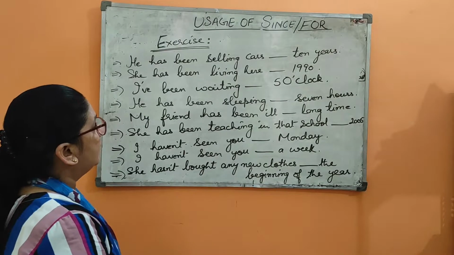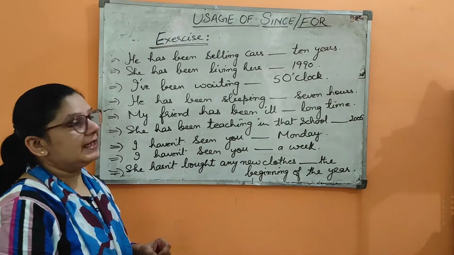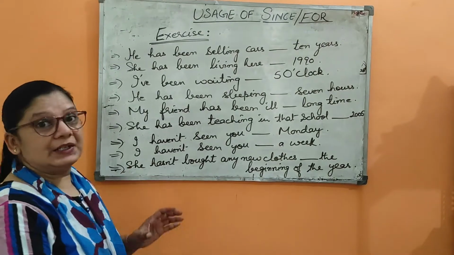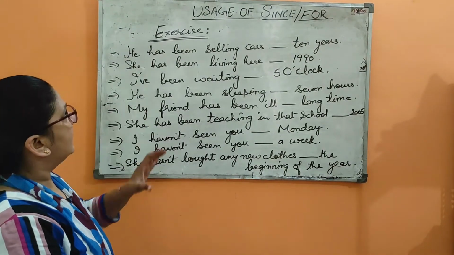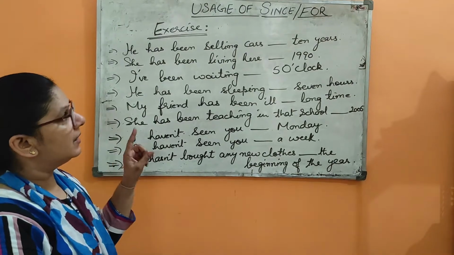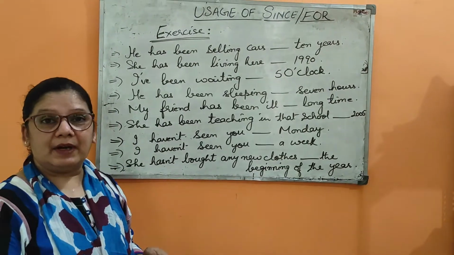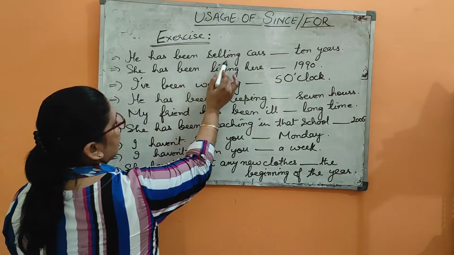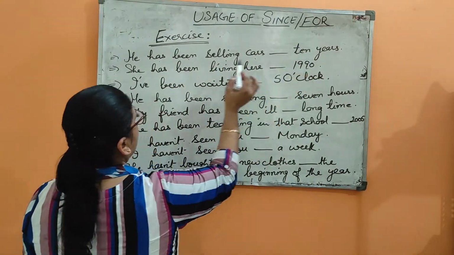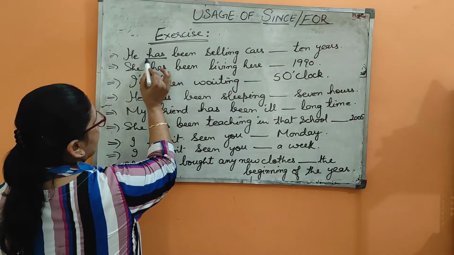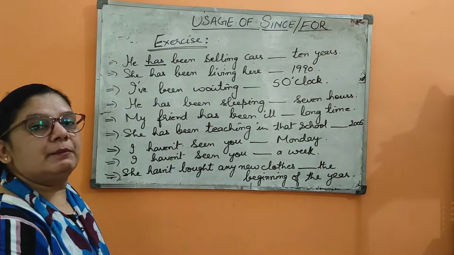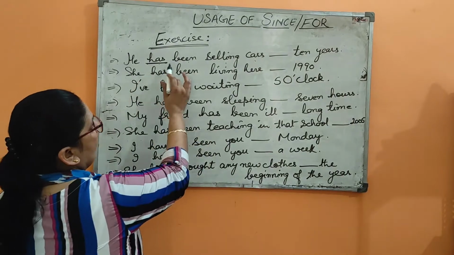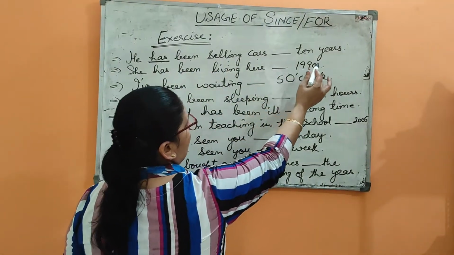So guys, what you have understood about the usage of since and for, we will be checking if we have got that right or not. This is an exercise to use since or for where they are required. So the very first sentence is, he has been selling cars dash 10 years. You may notice that has. This is present perfect. Perfectives use has, have. I told you that.